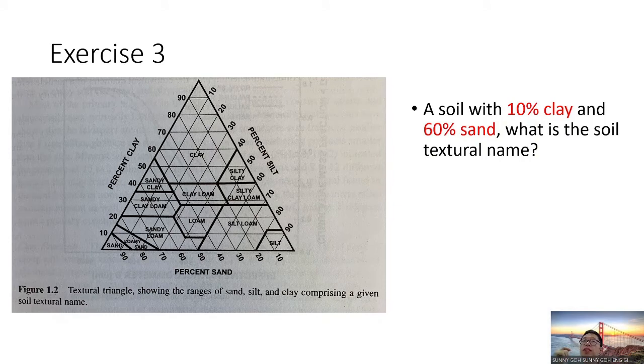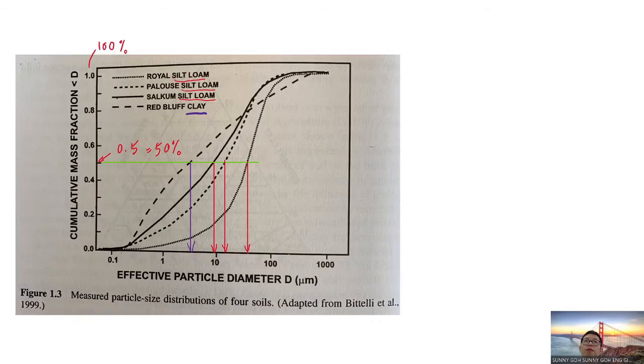Okay, let's look at example 3. So here we have 10% of clay, 60% of sand. Then you know the point of connection actually falls within the sandy loam area. So this is a sandy loam. You have around 30% of silt. So this is a sandy loam soil.